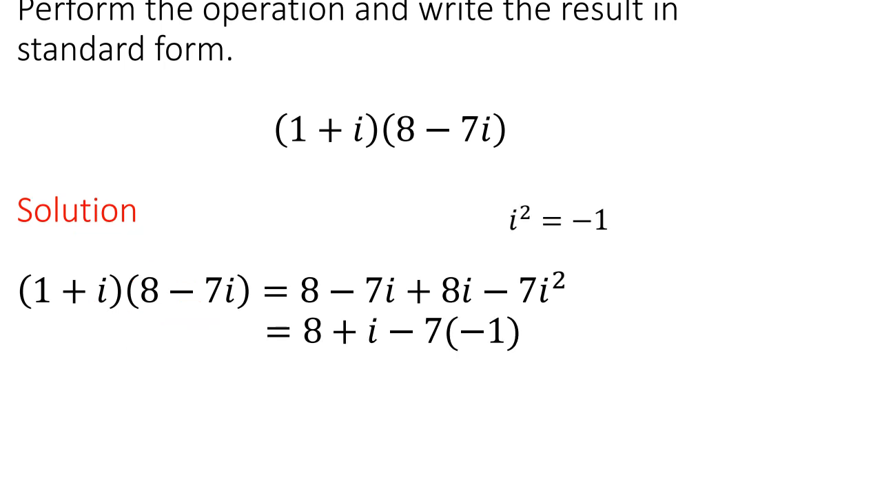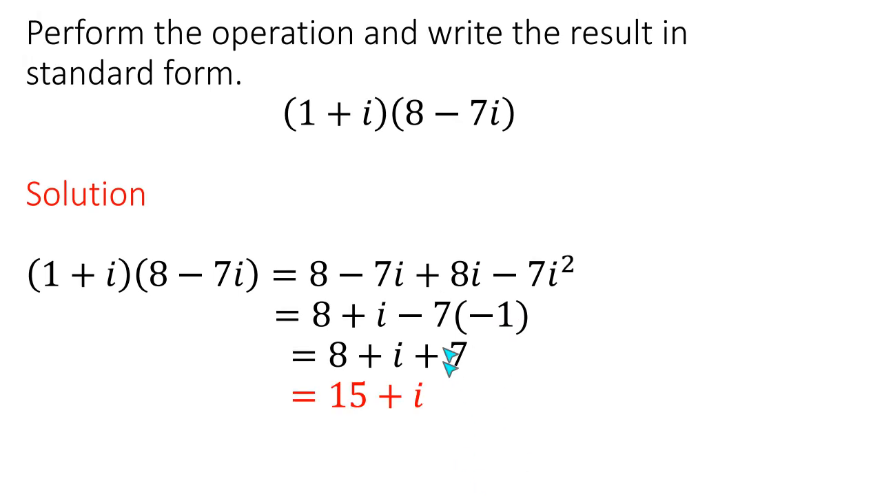Negative 7i plus 8i is i. And then we know that i squared is equal to negative 1. So anywhere I see an i squared, I'm going to put negative 1. And if we simplify some more, negative 7 times negative 1 is positive 7, plus 8 is 15. I want to check to make sure it's in standard form. It is. So my answer is 15 plus i.